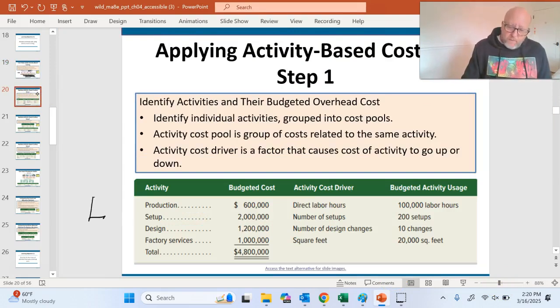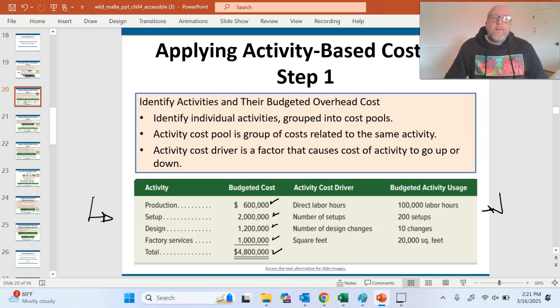Okay. So now I think maybe we can go back to the PowerPoint slides and basically say, okay, listen, first step, let's just take the 4,800,000 and break it up into those four separate activities. So we're saying 600,000 relates to the production process, right? Setup is going to require 2 million in overhead costs. Design, that's going to require 1,200,000 in overhead costs. And then finally, factory services is going to be 1 million.